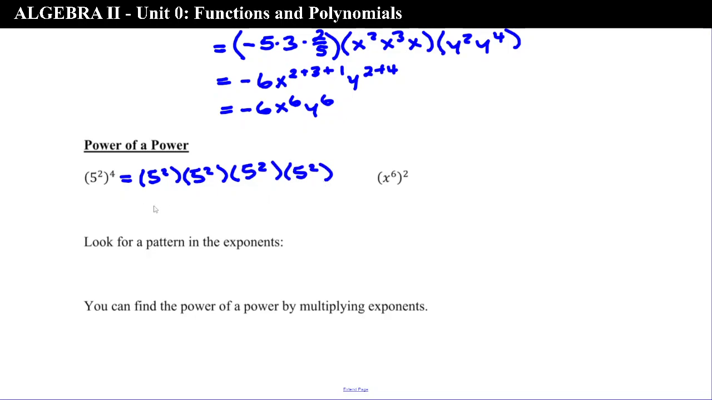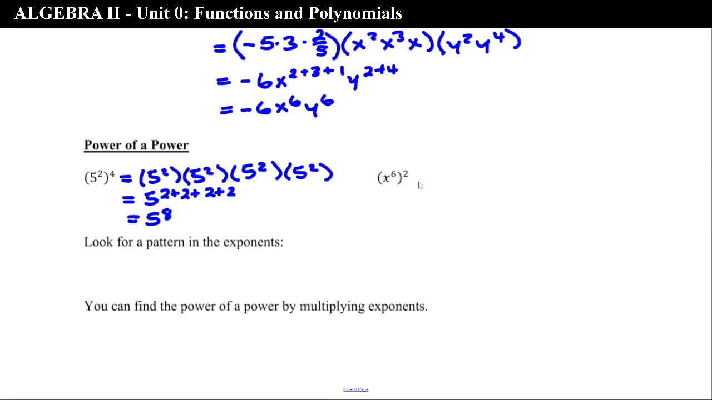Well, we just learned a rule as to what we do when we multiply things that have the same base. We can add the exponents. So this can be written as 5 to the 2 plus 2 plus 2 plus 2. And when we add all that up, we end up getting 5 to the 8th.